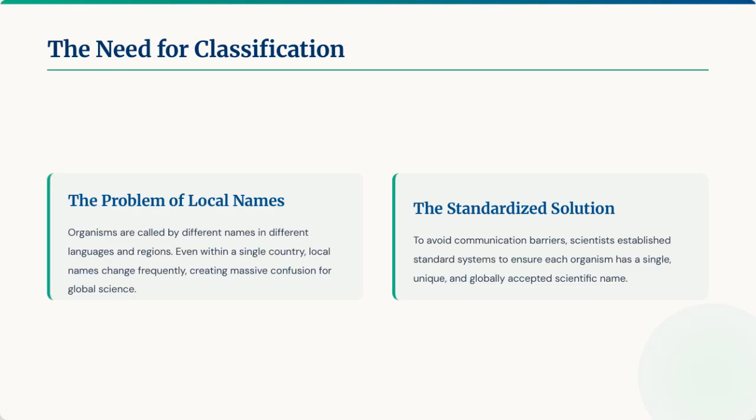Here, we're looking at the challenge posed by local names for organisms. Different languages and regions often have their own names for the same species, and even within one country, these names can vary widely. This creates a lot of confusion, especially for scientists trying to share and compare information globally. To address this, the scientific community developed standard naming systems. These ensure that every organism is assigned one unique, universally accepted scientific name. This consistency is crucial for clear communication and forms the backbone of how we classify and study life.